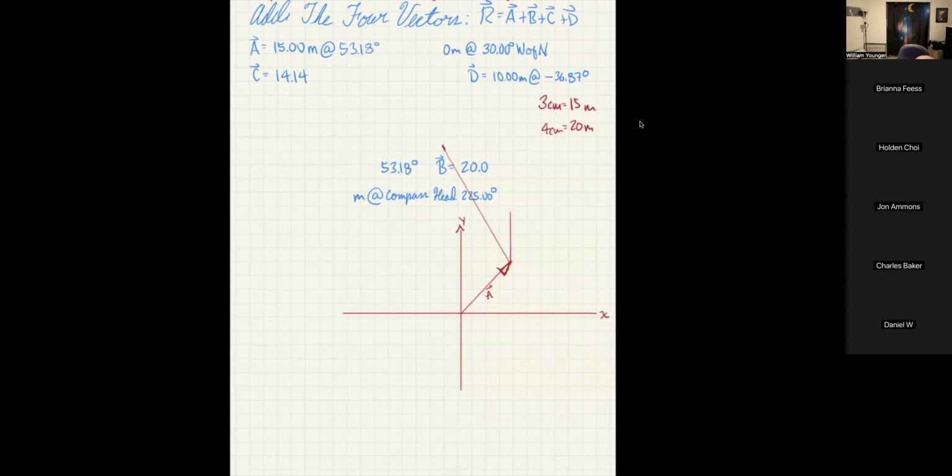It was actually not supposed to be 53.18. That was 36.18. So it's 53.13 if I remember correctly. But either way, the main thing is we got that. And we got B is equal to 20.00 meters. Like that. And this is meters at compass heading of 225 degrees. And that's it. So we haven't really lost anything now.